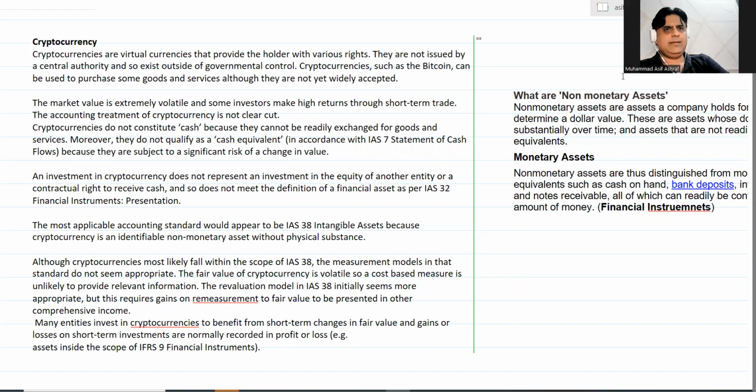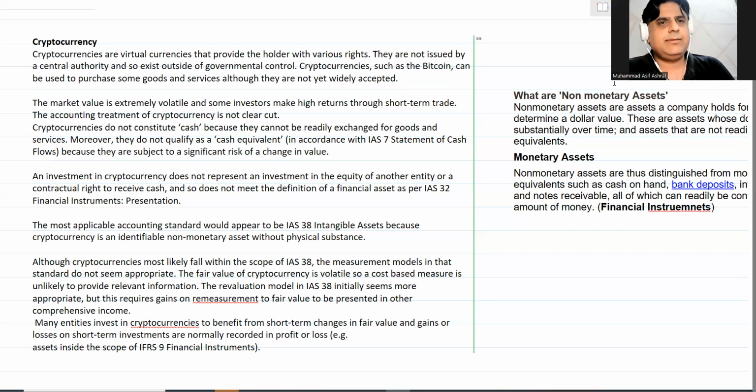First of all, briefly, we will see what cryptocurrencies actually are. They are normally called virtual currencies, and these are the currencies that give the holder various rights. Through those rights, the holder can have any product or services, can buy some goods, and can even have some economic stake in any other entity or business.